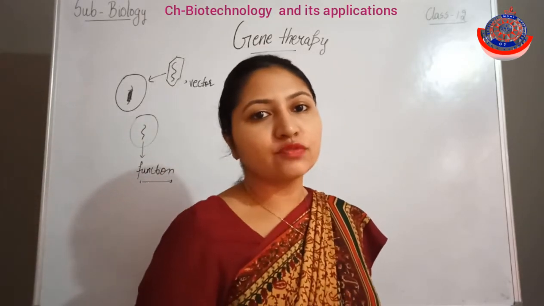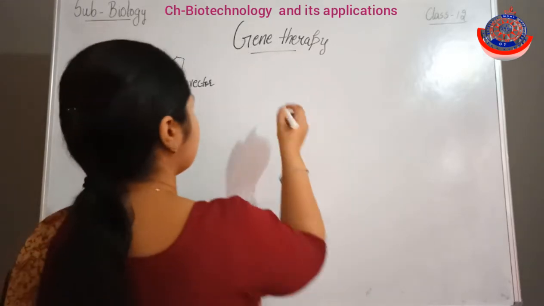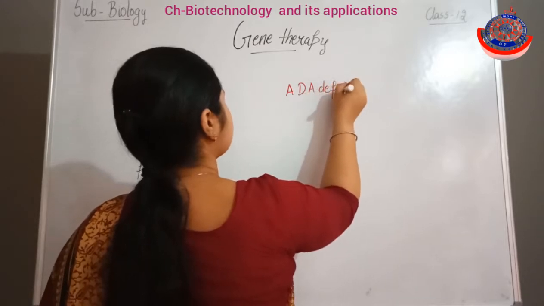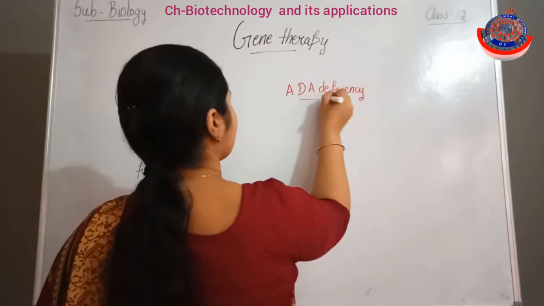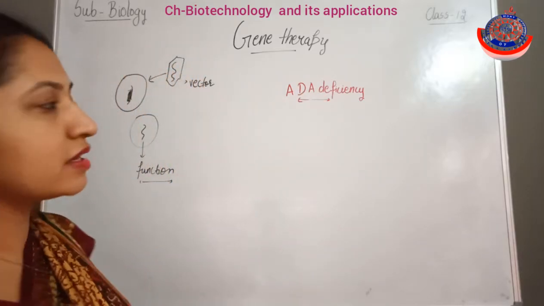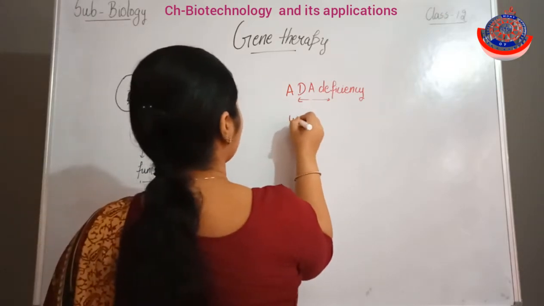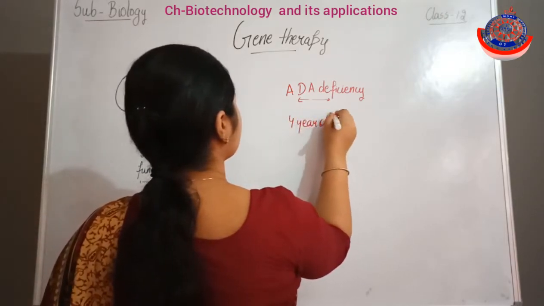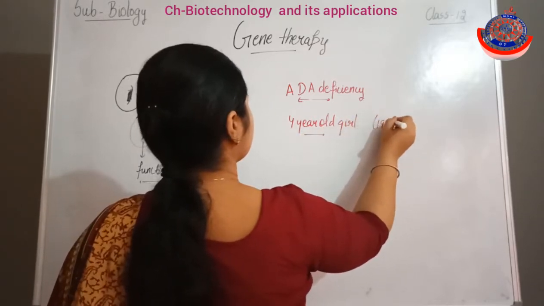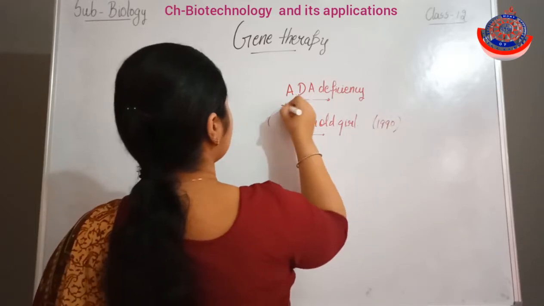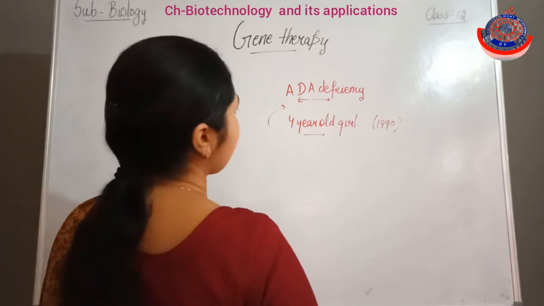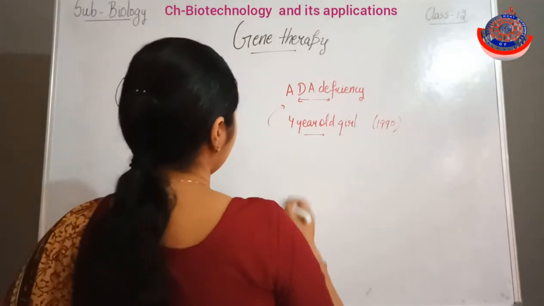And first it was done on ADA deficiency, means this gene therapy was first practiced on a 4-year-old girl in 1990 who had ADA deficiency. Now what is this ADA? ADA stands for adenosine deaminase.